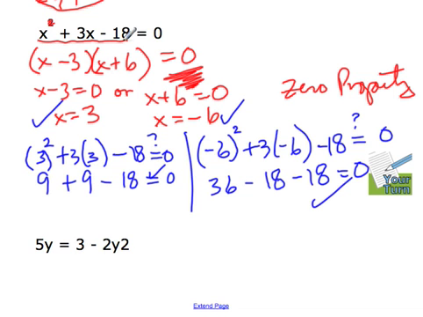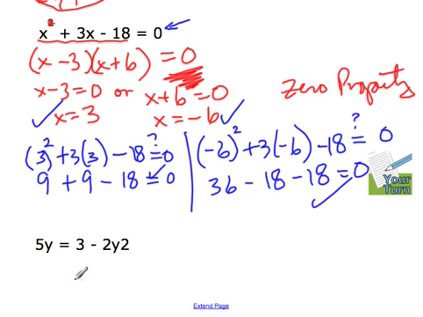So, solving a quadratic equation, I make it equal to 0, critical piece, factor this side, then use the 0 property, one of my favorite properties, and solve each of the linear equations that results.